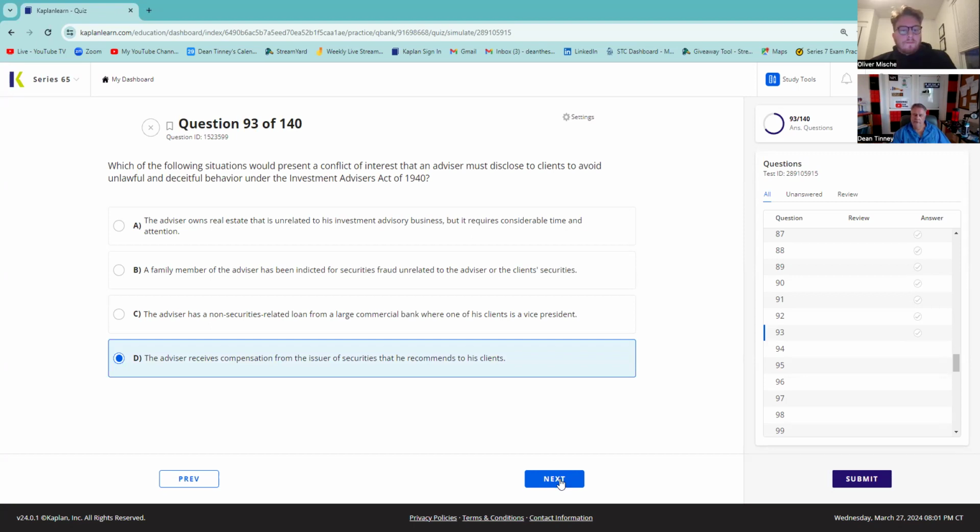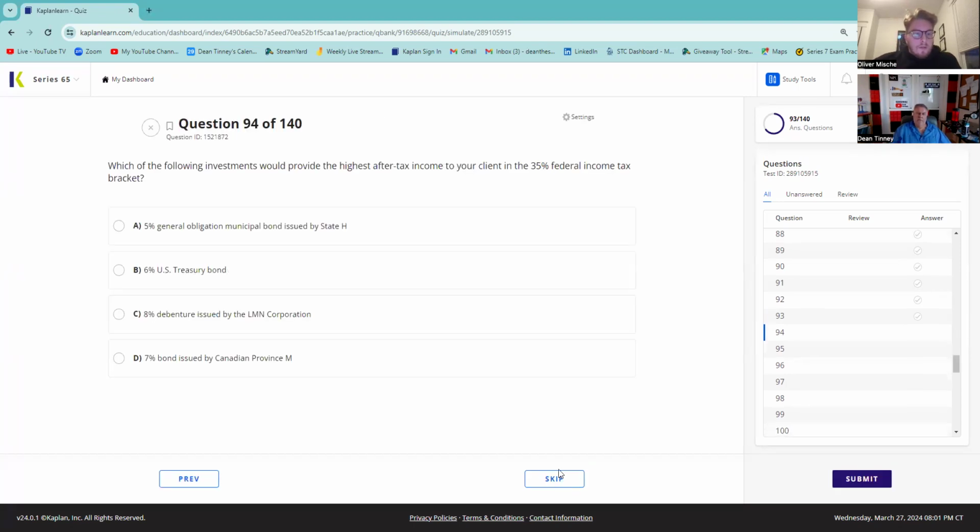Yeah, right, good job. Which of the following investments provides the highest after-tax income to your client who's in a 35% federal income tax bracket? You're going to have at least one question like this, where you have to figure out whether he should buy a muni bond or a taxable corporate bond. So there's a lot of ways to go about this.